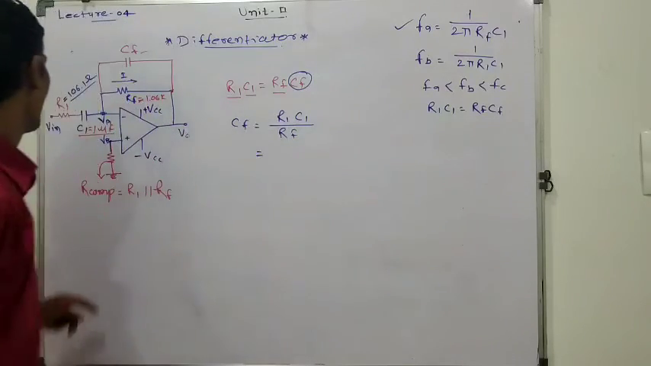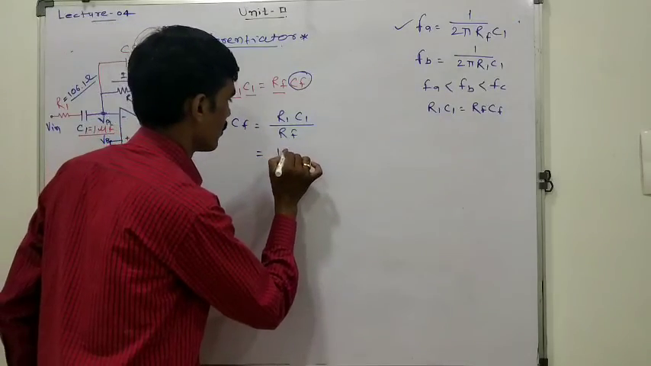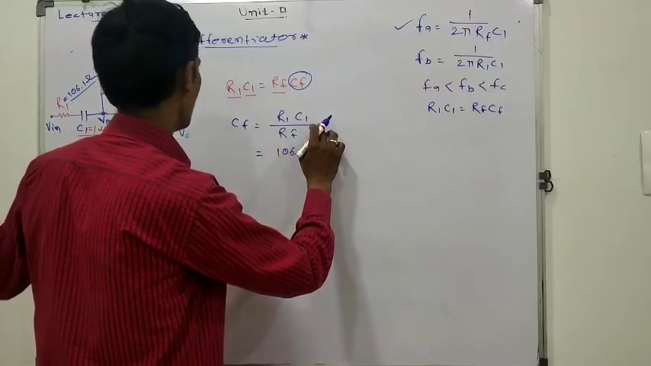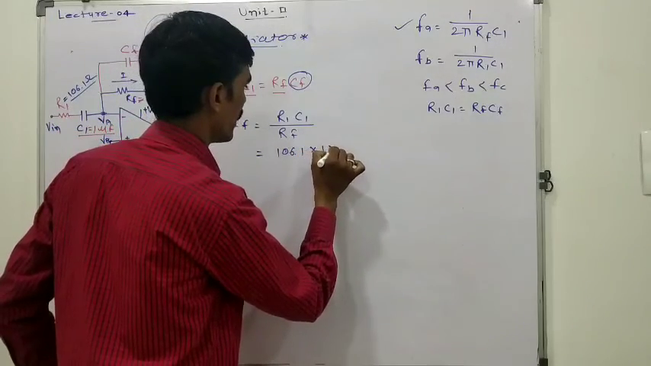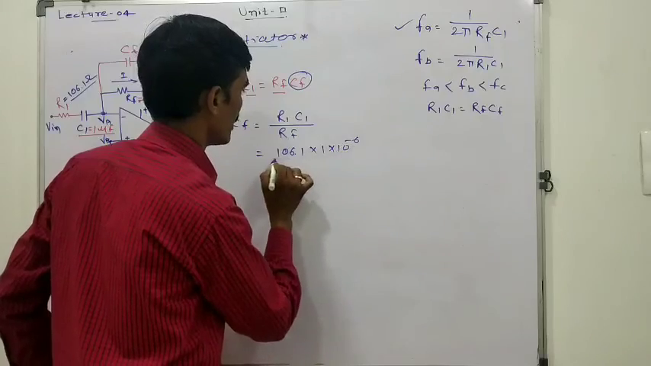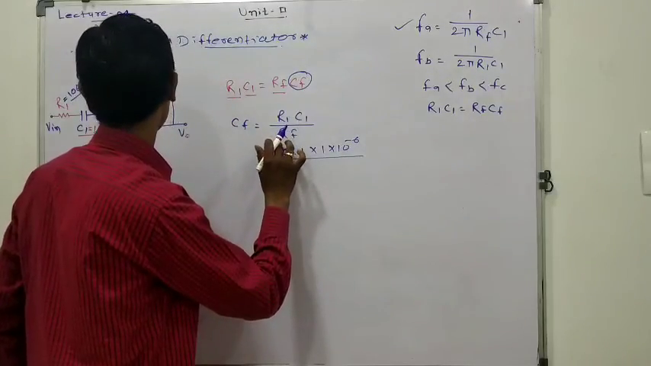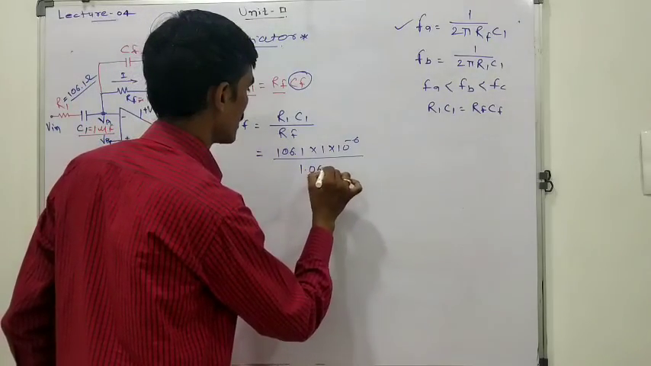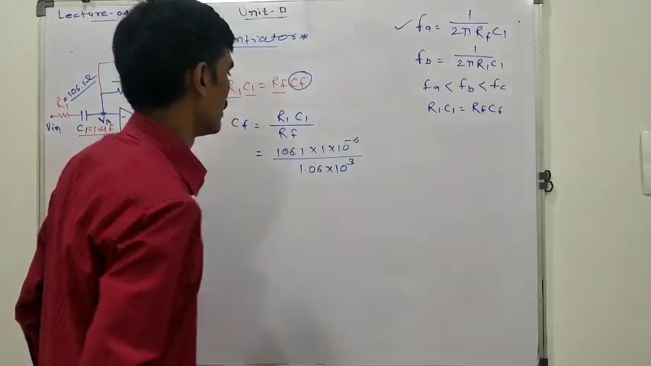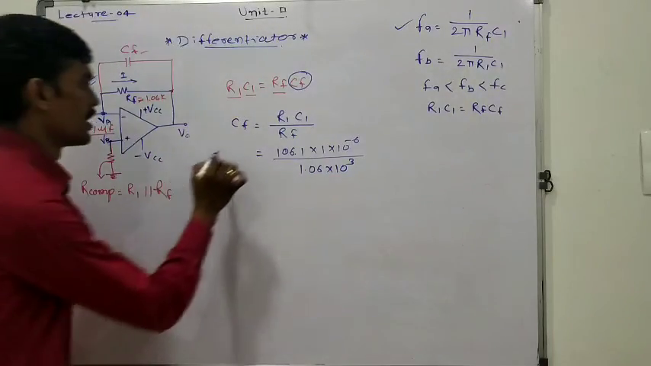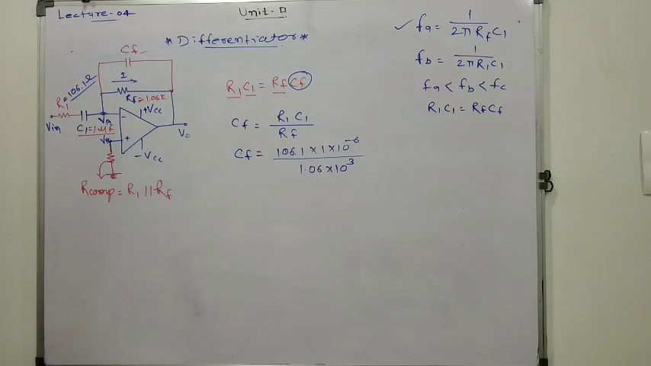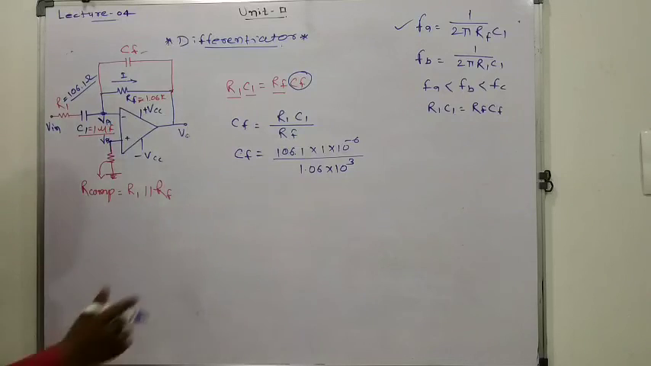So what is the value of R1? R1 is 106.1 ohm. What is the value of capacitor C1? It is 1 into 10 raised to power minus 6, that is 1 microfarad. And what is the value of RF? RF is nothing but 1.06 kilo ohm, that is 10 raised to power 3. So this is the value of CF. By calculator you just calculate it. The value of capacitor CF is equal to 0.1 microfarad.